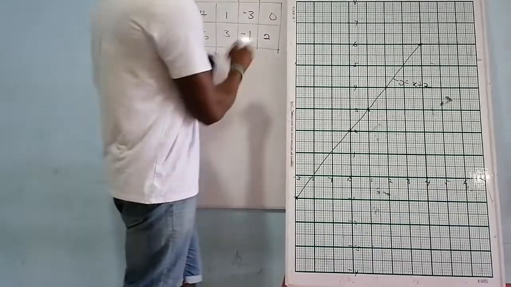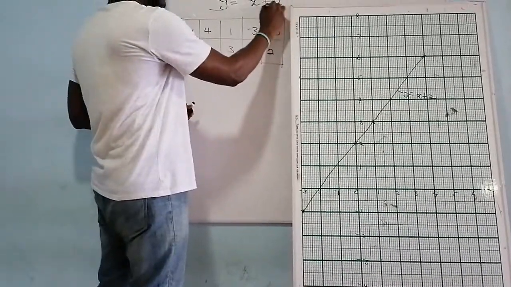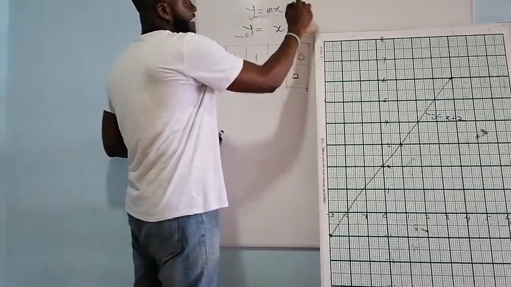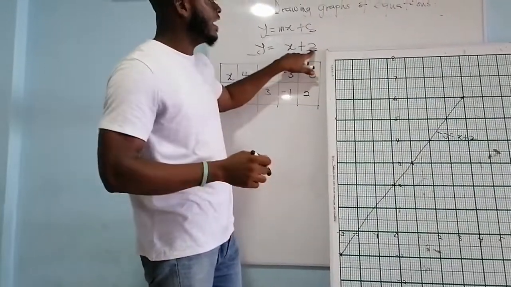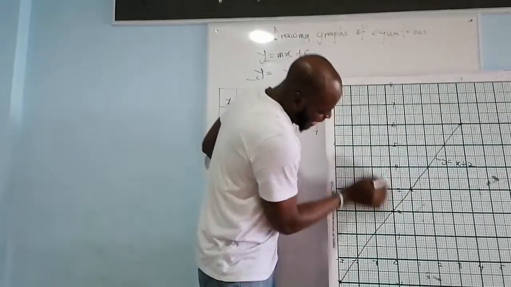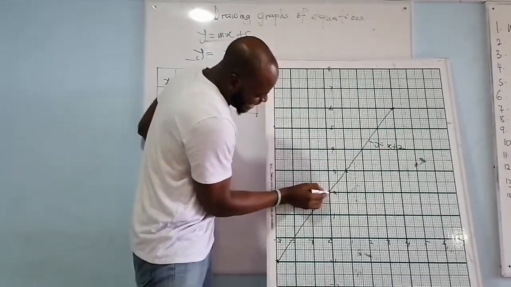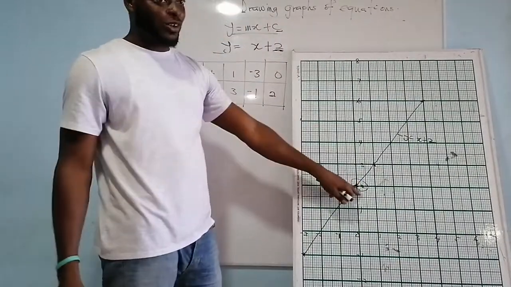Now, if you look at this equation, if you remember, we said that the number here, which is the c, is the intercept on the y-axis. That's where the line will cut the y-axis. So if you look here, this is the y-axis. Our line is cutting the y-axis at 2. So this is the intercept on the y-axis.